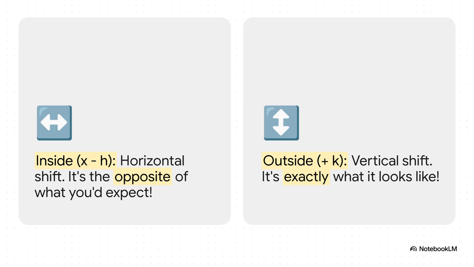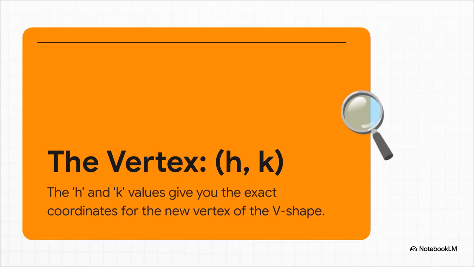And x plus 2 would move it left. Just burn this into your brain. Inside is opposite. Outside is obvious. So here's the bottom line. H and K work together to give you the exact coordinates of your new vertex. In the form y = a|x - h| + k, the vertex is just sitting there at the point (h, k). This becomes the new anchor point for your entire graph.